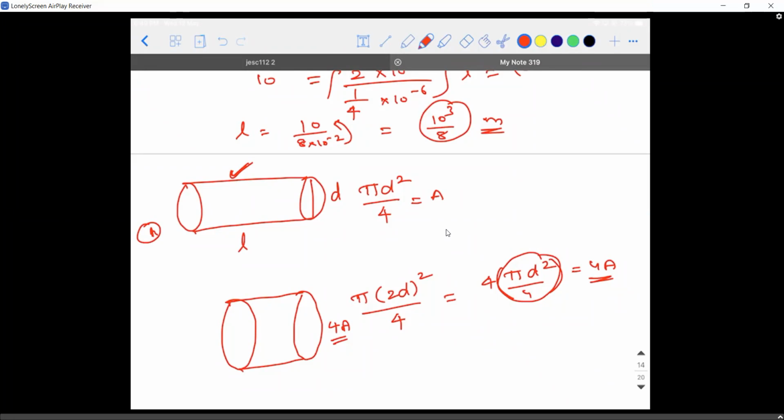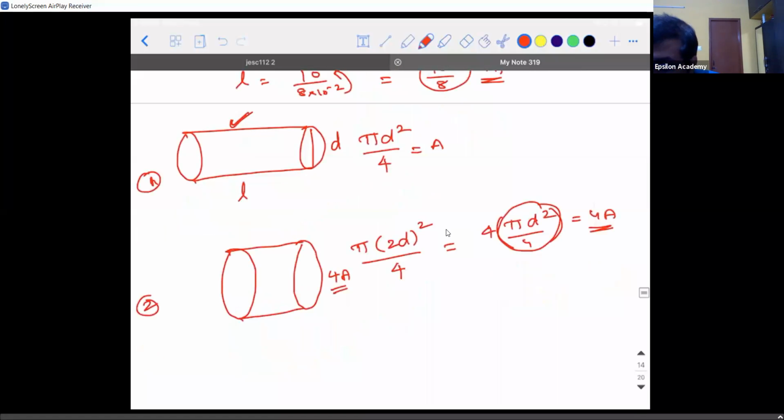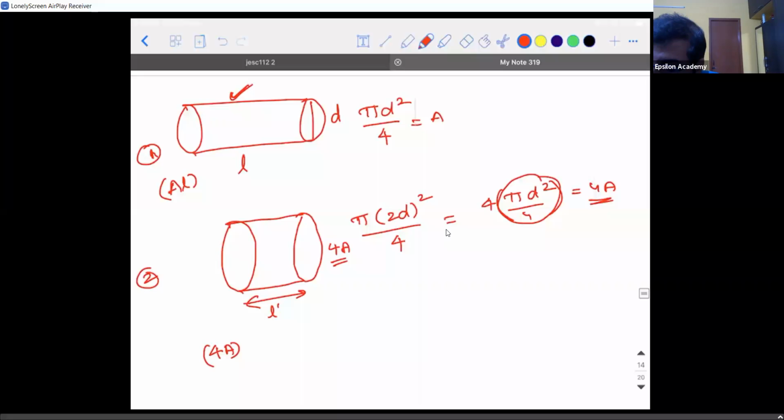Yes, sir. Right. In the second case also, you have the same amount of material only. So what is supposed to be its volume? Here if the volume is A into L, here if I call it as L dash, then 4A into L dash will be equal to A into L because you have the same amount of material. So 4A and A will get cancelled, L dash will become L by 4. So in this case, what is going to happen to the length?